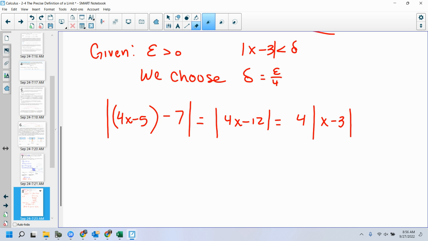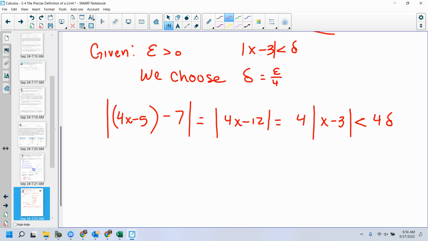What is that less than? In terms of delta, is it actually just less than straight up delta? Because the absolute value of x minus 3 has to be less than delta. So what's it actually less than? 4 delta.